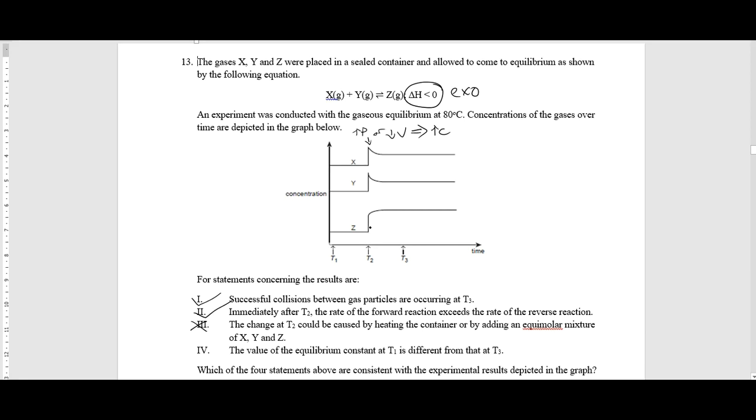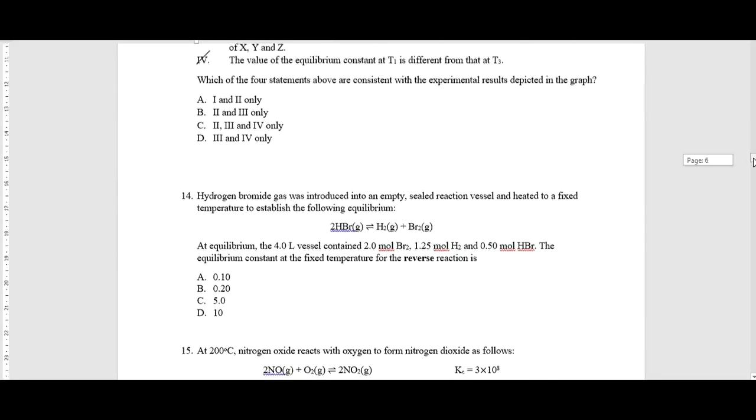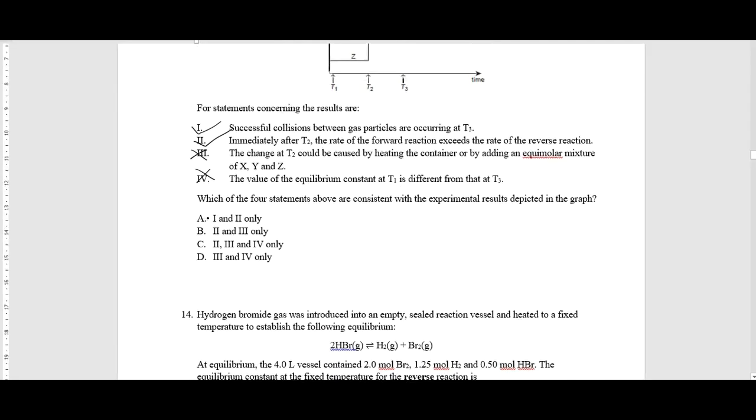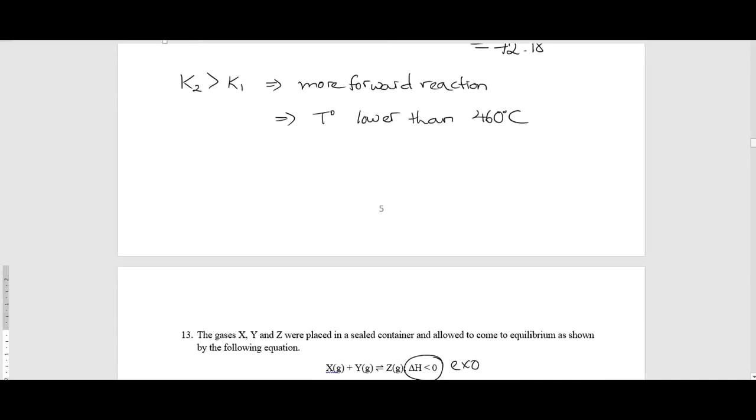The value of equilibrium constant at T1 is different from that at T3. Okay. I don't think so, because it doesn't look like there is actually a change in temperature. There is nothing that you can see here from T3. I mean, it could potentially be addition of a catalyst or something like that, because the concentrations don't change. So I would say that's wrong. So let's hope we have an option that reflects our decisions. 1 and 2 only. It's our second A, hopefully. Okay, so that's 13. Moving on to 14.